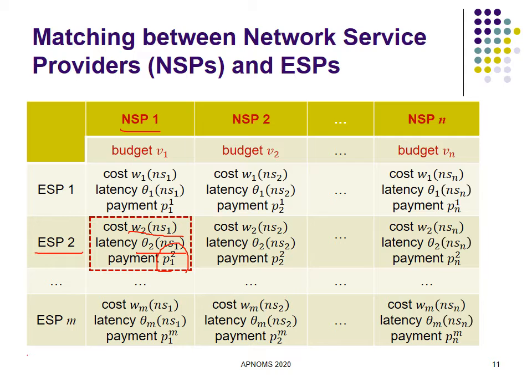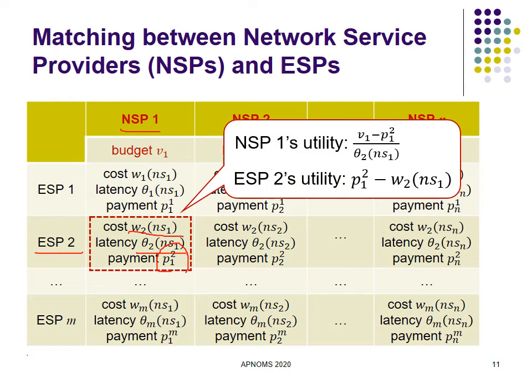For this matching, the network service provider's utility is his budget. Network service provider 1 has a budget for this deployment minus his actual payment. So it's the amount of money saved by this matching divided by the resulting latency. For the edge system, his utility is simply his profit. That will be the income minus the cost.